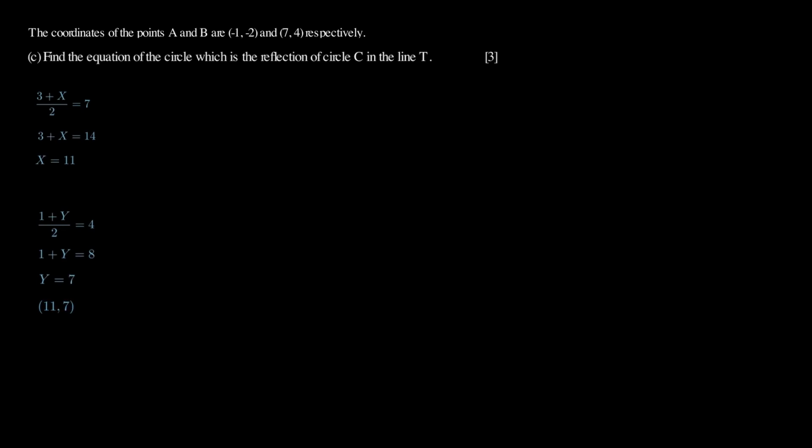So far we have found the center of the circle and the radius is not being changed, so we can now write down the equation of the new circle, which is going to be x minus 11 raised to the power of 2 added up with y minus 7 raised to the power of 2 equaling 25.